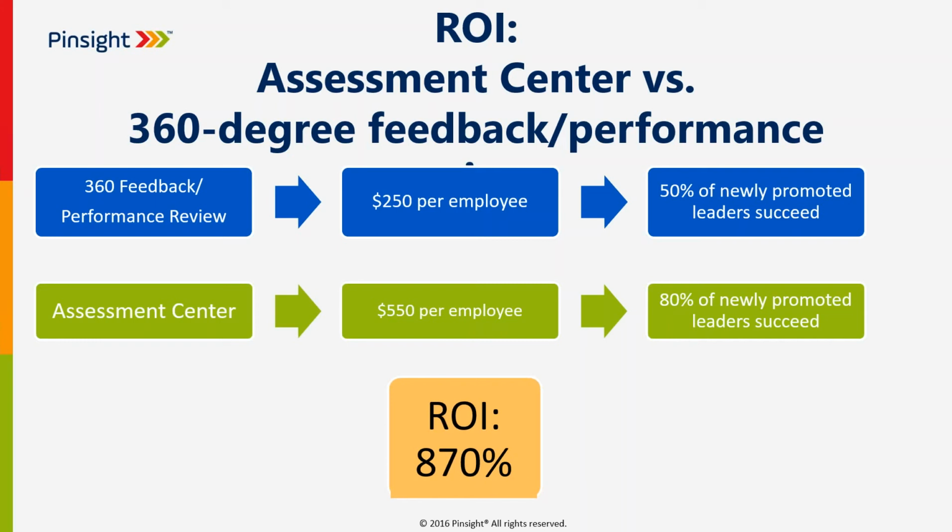Now we'll turn to 360-degree feedback and performance reviews. The cost for 360-degree feedback and performance reviews can really vary. Some research has suggested $250 per employee when taking into account the time to compile ratings, submit ratings, and sit down and meet with the employee. Other estimates have suggested upwards of $3,000 per employee. So we used a conservative estimate here of $250 per employee.